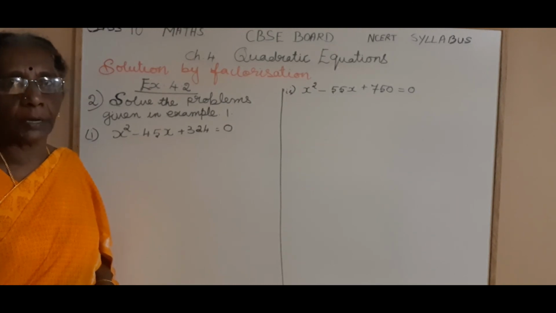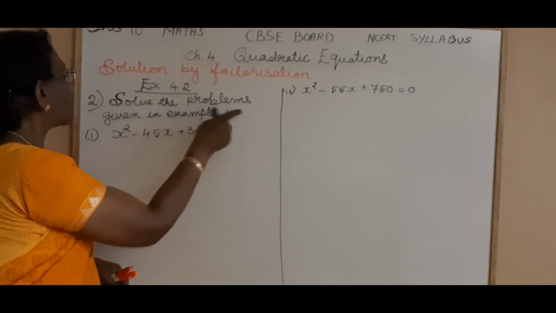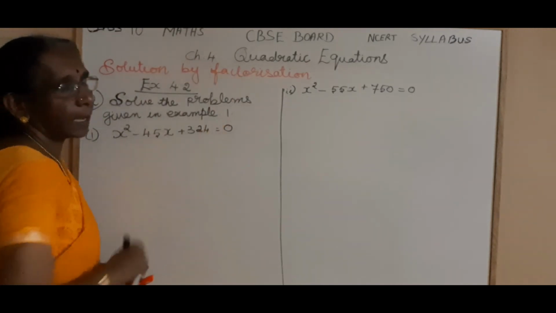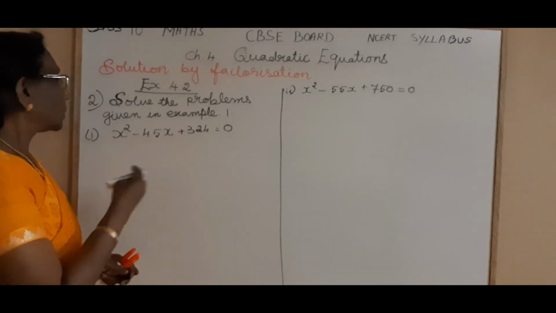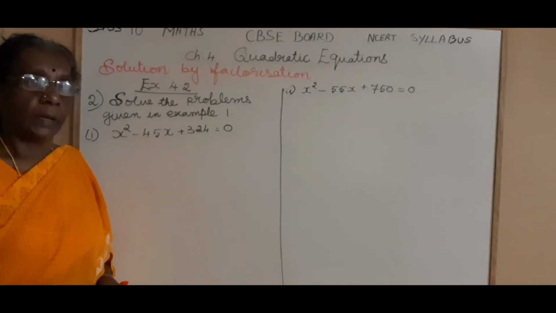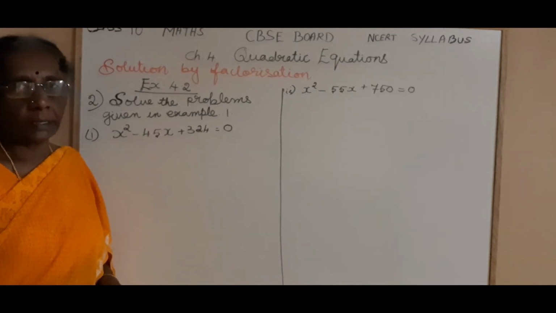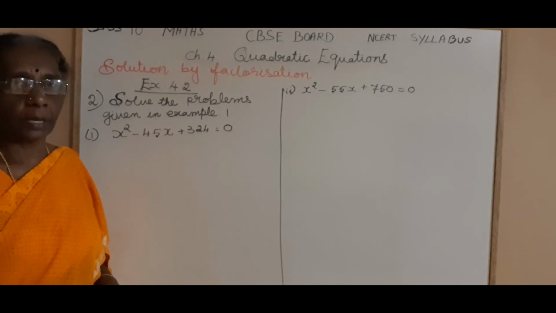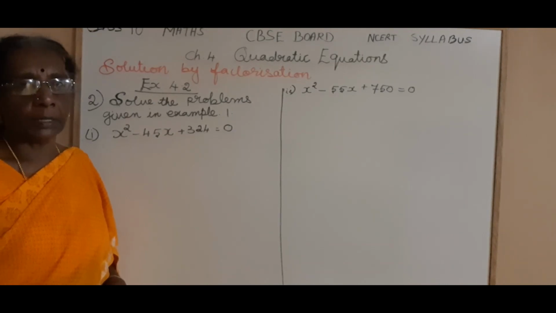We'll continue exercise 4.1, sum number 2. What is sum number 2? Solve the problems given in example 1. The same thing we are going to find by the factorization method, that is splitting the middle term. In example 1, two word problems are given, but in that question it is asked to frame only the equation. Here in this exercise it is asked to find the solution of those equations. Anyway, word problems are not included in the syllabus, so we will do only the solution.